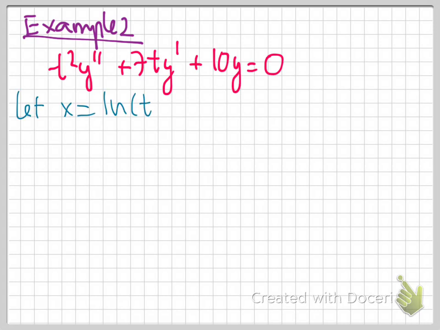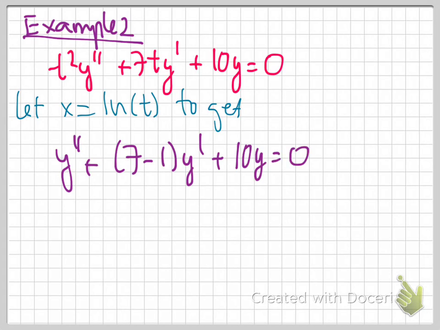Now let's look at the second example. You have a second order differential equation in this form, and you notice that this is an Euler equation because t squared is the coefficient of y double prime, alpha t is the coefficient of y prime, and then beta is the coefficient of y. Again, the process is to let x equals natural log of t, and then you get a new differential equation with constant coefficients in terms of x and y.